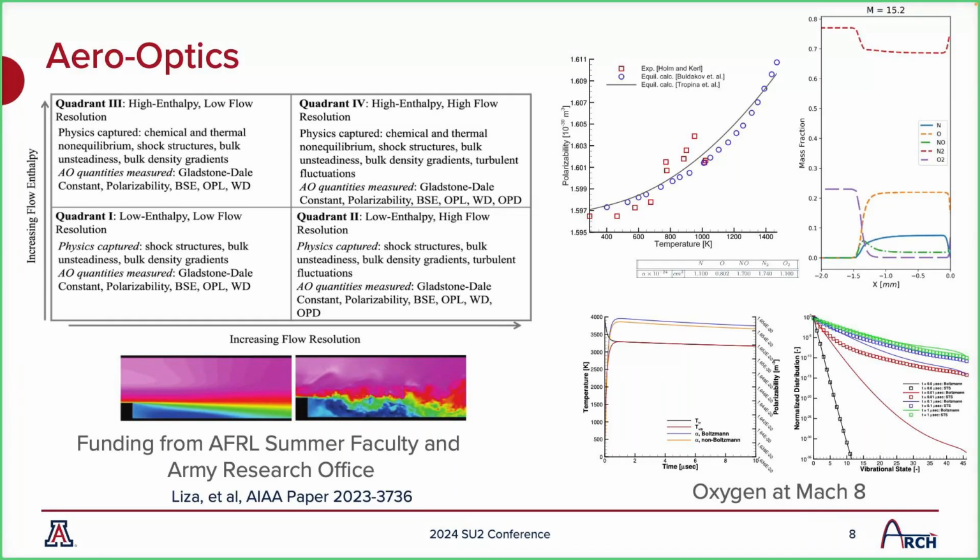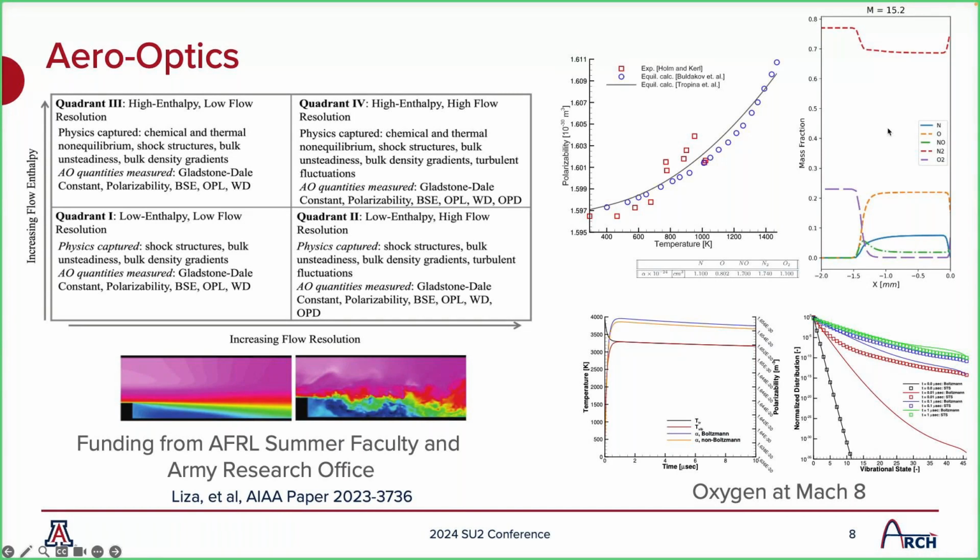And I kind of split this up into quadrants. So historically, aero optics is low enthalpy flow, so no chemical reactions. And then what we're looking at is what happens if you have chemical reactions. If you do have chemical reactions, your Gladstone-Dale constant is going to change. So it's no longer constant, it's a function of temperature as you have these chemical reactions.